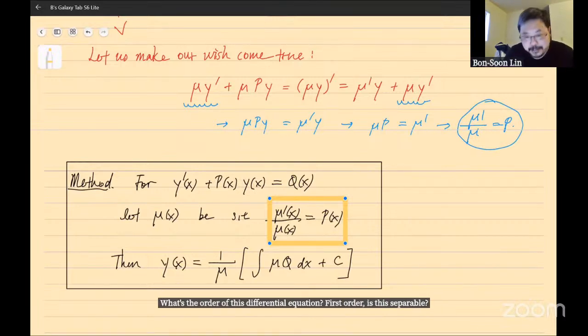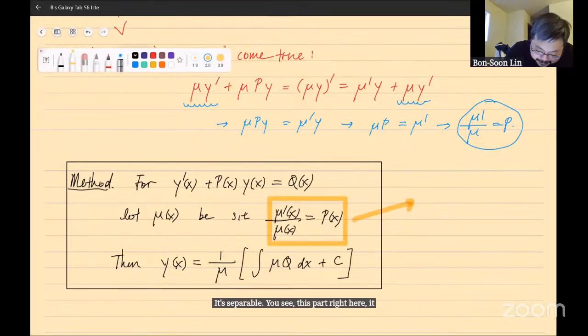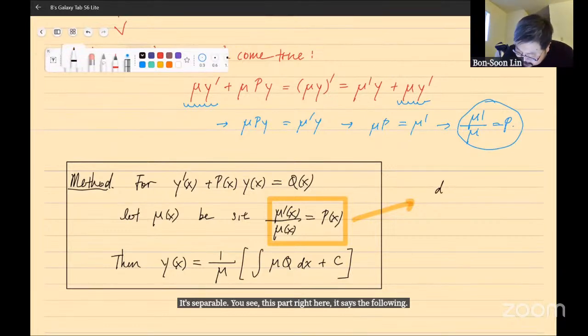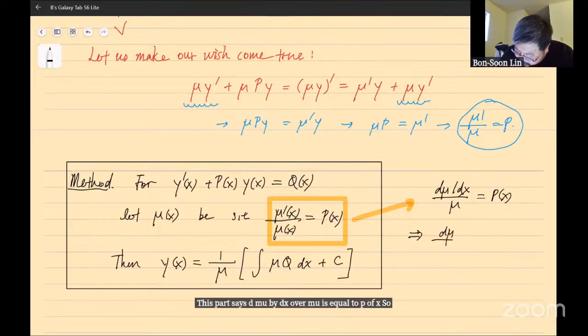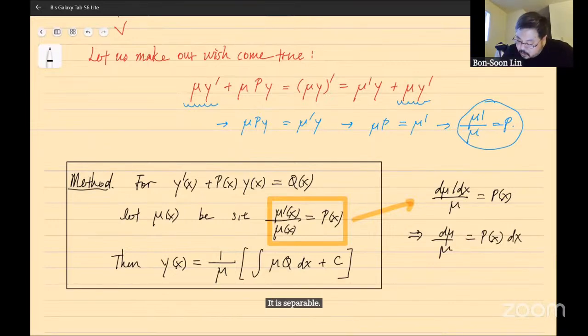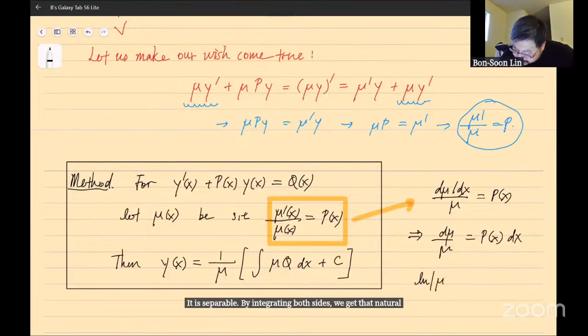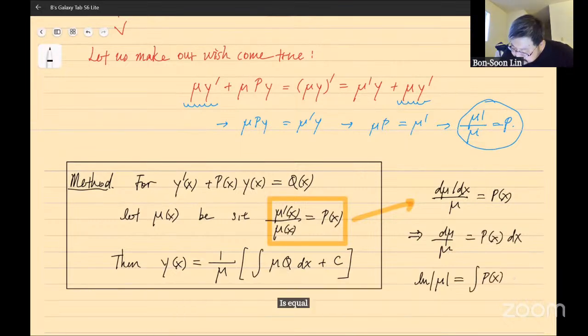Yes. It's separable. You see, this part right here says the following. This part says d mu by dx over mu is equal to p of x. So we have d mu over mu is equal to p of x dx. It is separable. By integrating both sides, we get that natural log of absolute value of mu, I think we all know this step very well, is equal to the integral of p of x dx.